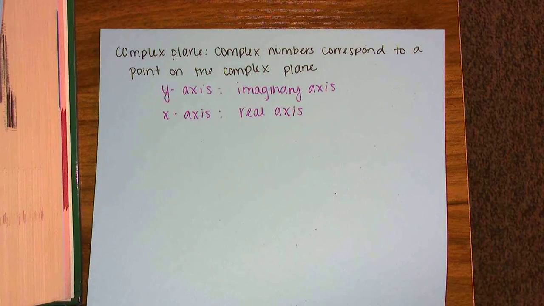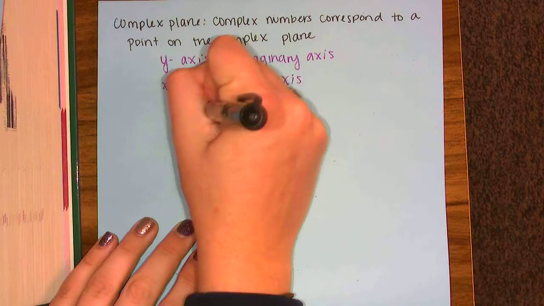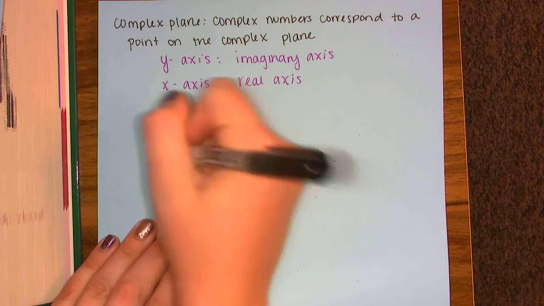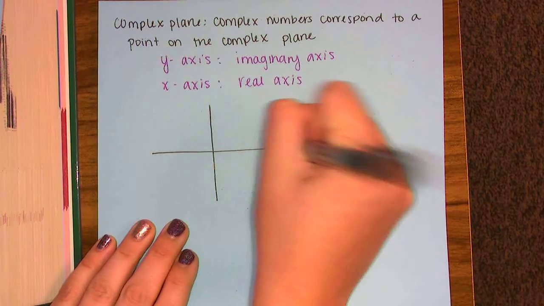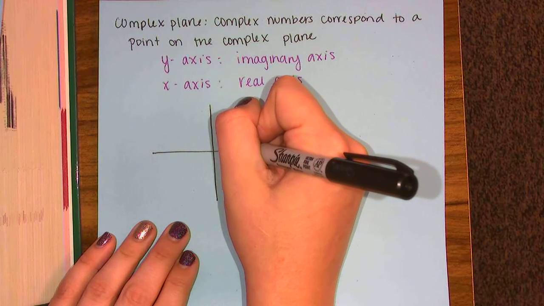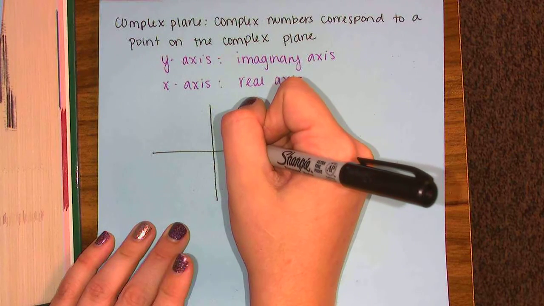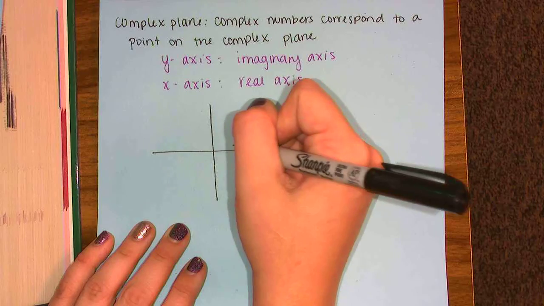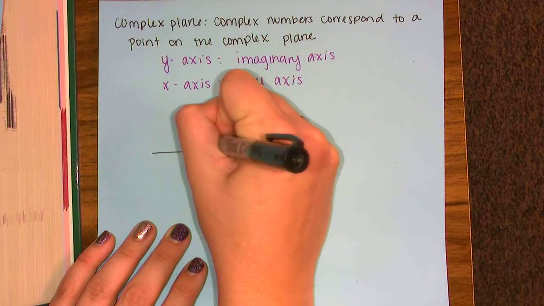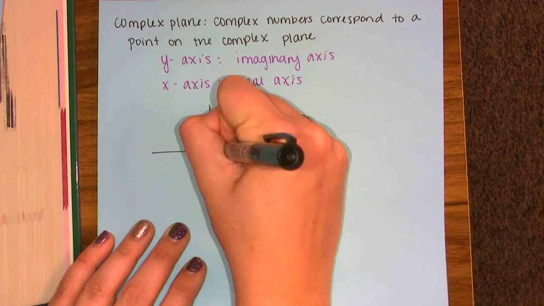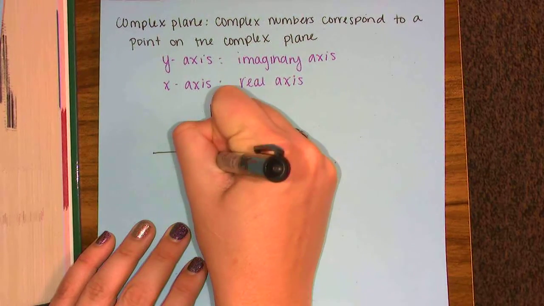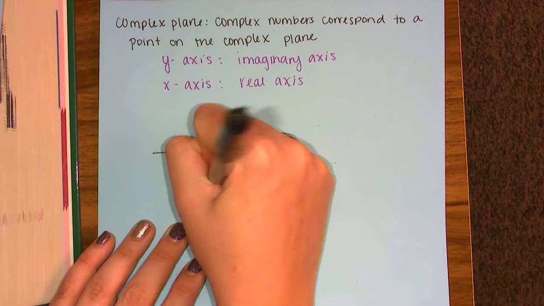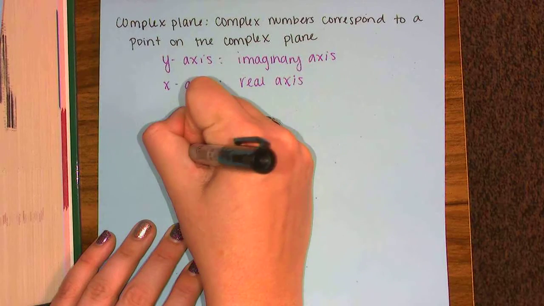Alright, so we're going to set up a graph here. Go out to like 5 on all the axes. Well, for right now.